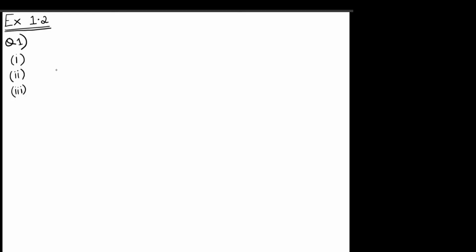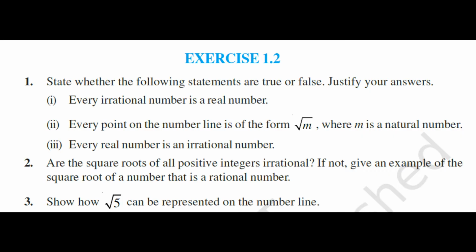Hi everyone. So today we'll be doing exercise 1.2 from NCERT Mathematics Class 9 from the chapter Number Systems. So the first question out here is a simple true or false question. It has three parts. We'll talk through it and we'll try and justify our answers whether they're true or false. So the first statement says every irrational number is a real number.